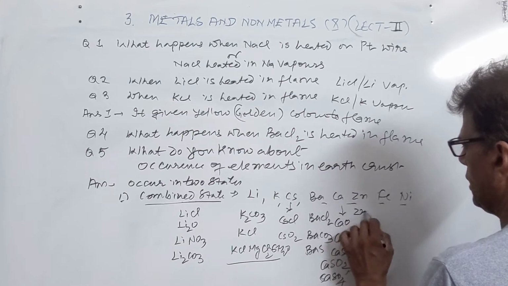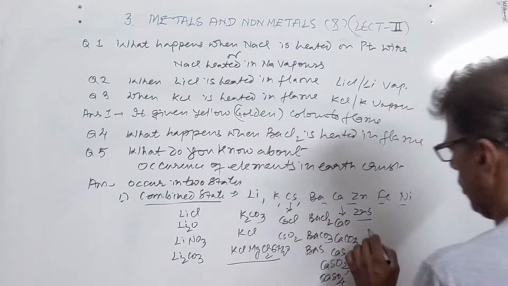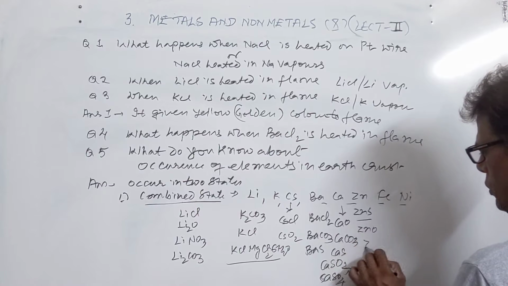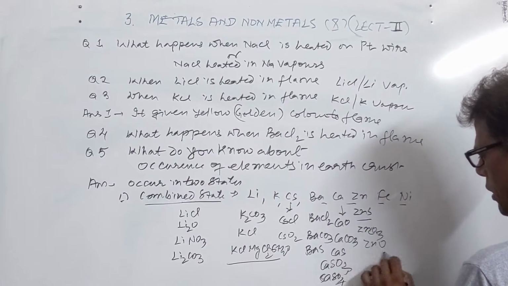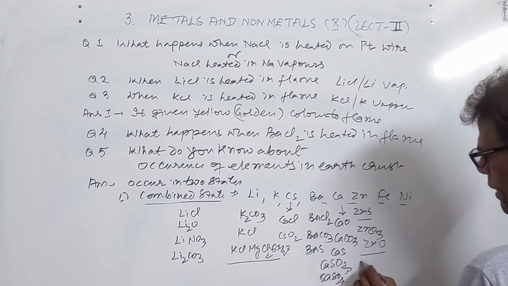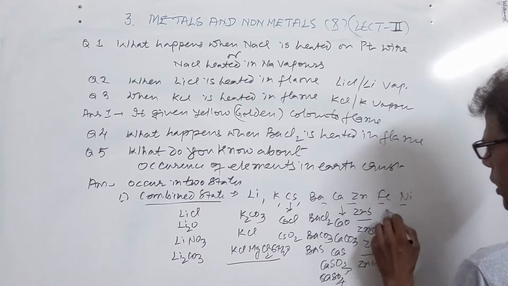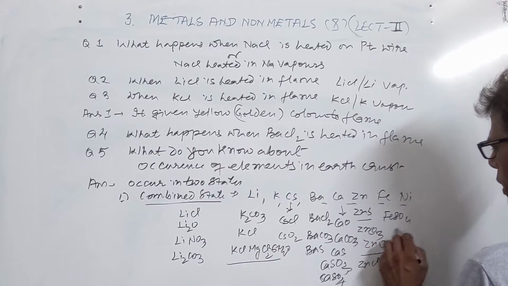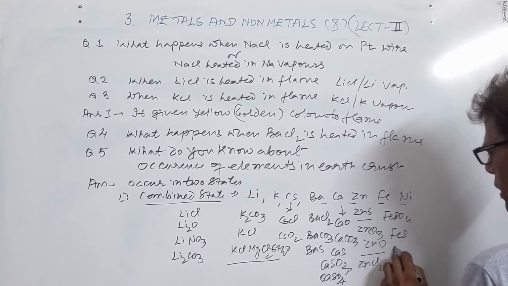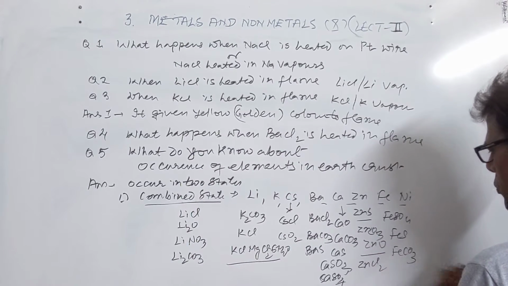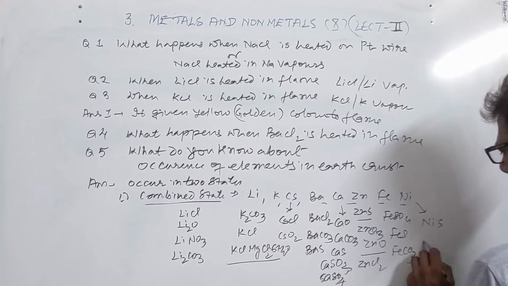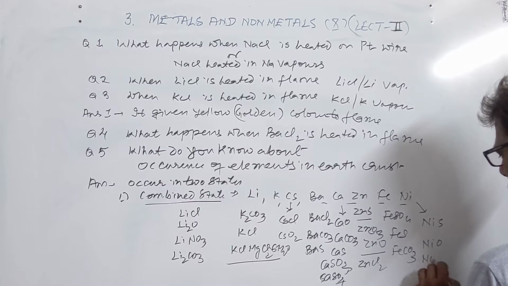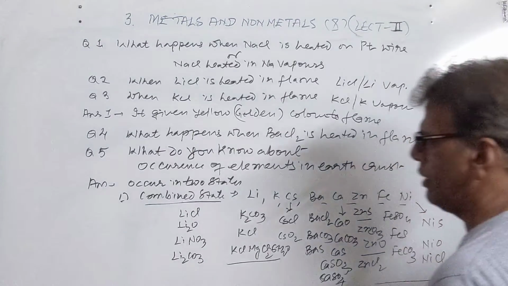Then zinc exists as ZnS, called zinc blende, ZnO, zincite, ZnCO3, calamine, and it exists as ZnCl2 also. Iron exists as ferrous sulfate, FeS, and FeCO3, siderite. Nickel exists as NiS, NiO, and NiCl2. So these are the combined states.